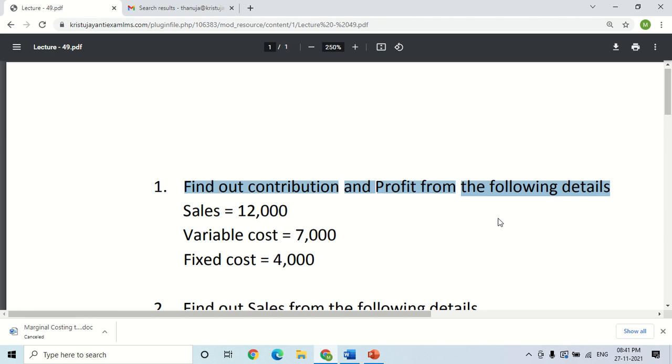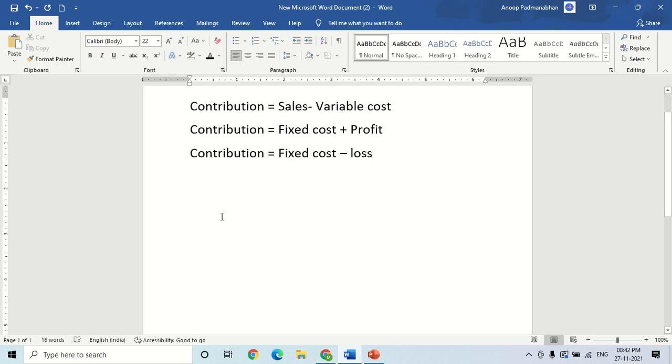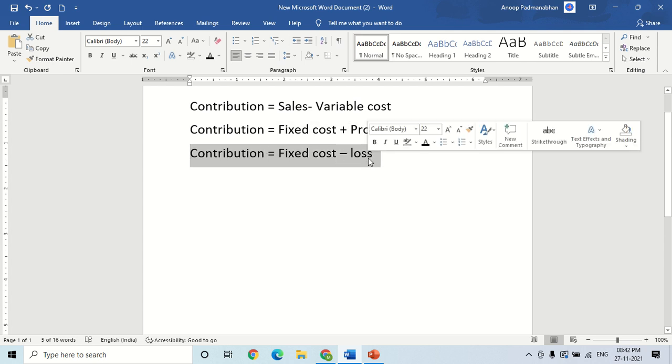Today we are going to learn the equation of contribution and what details they have given here. Sales, variable cost and fixed cost are given. So I can show you the equation of contribution. We can apply three types of equation for calculating the contribution. Contribution is equal to sales minus variable cost. The second equation is contribution is equal to fixed cost plus profit. The other one, when we have a loss, is contribution is equal to fixed cost minus loss.